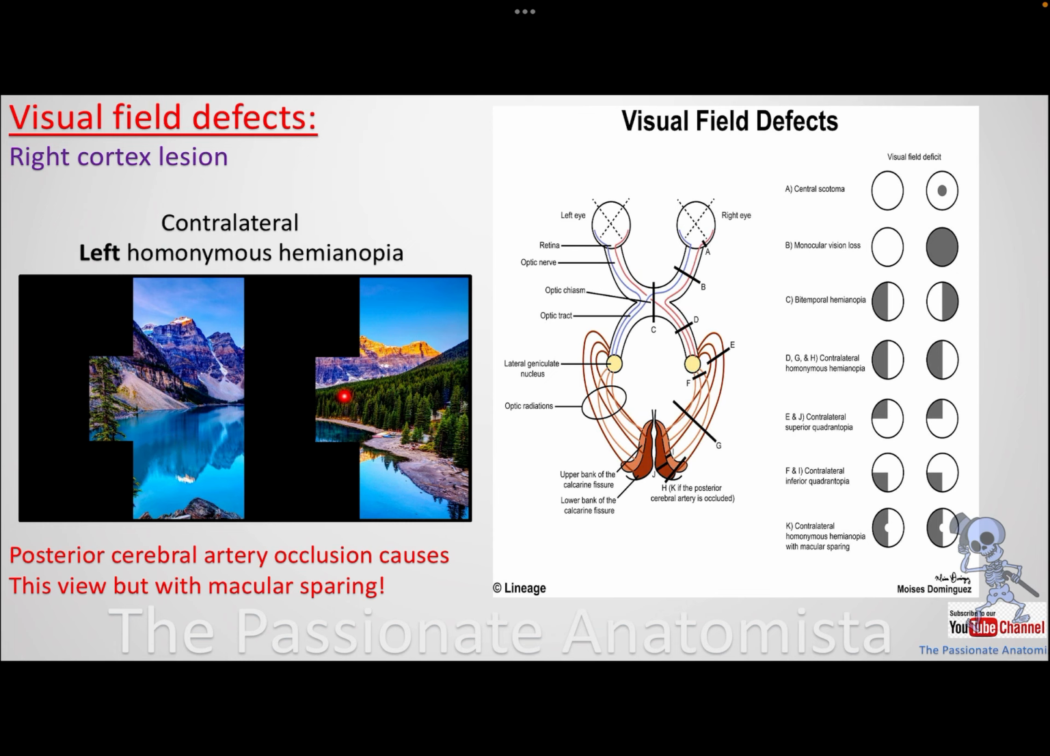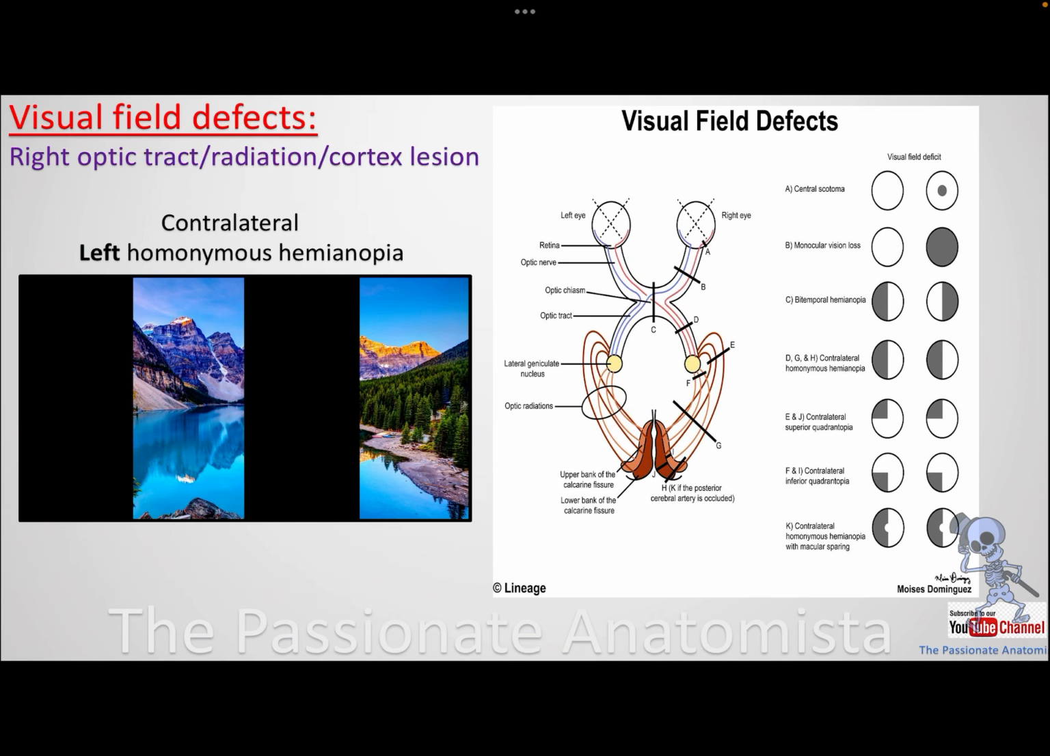Okay, so you need to look for this in your MCQ question. They will tell you that you lost the left of everything except the central vision. So just remember that if the right cortex lesion happens because of the posterior cerebral artery, the central vision is going to be preserved. But if it was by stroke or something, then it's going to follow the previous rule. Everything is going to be lost on the left side.